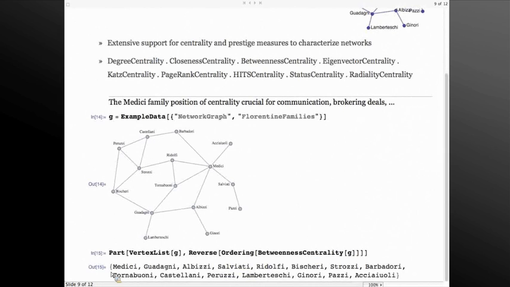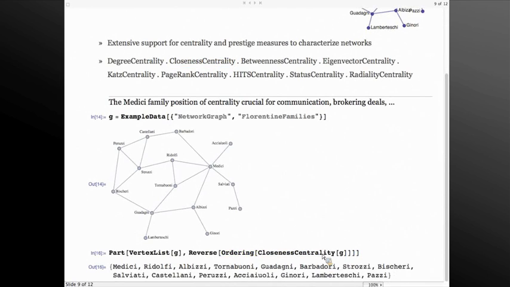So here it shows you that the Medici come first, are ranked first in terms of betweenness centrality. That means if there is information which has to be transmitted between those families, based on their marriage, they have access to that type of information, which allows them to be good at breaking deals and doing other things.